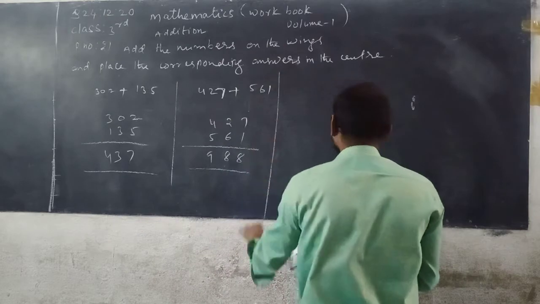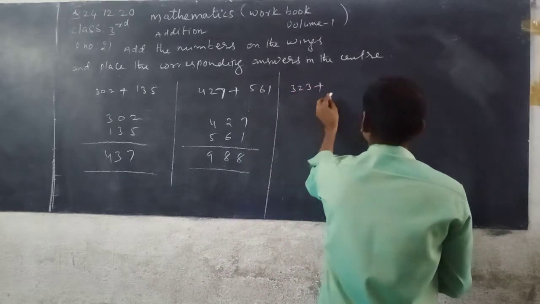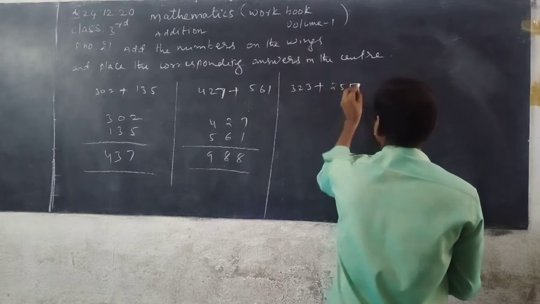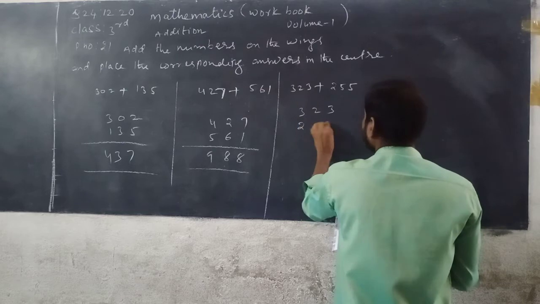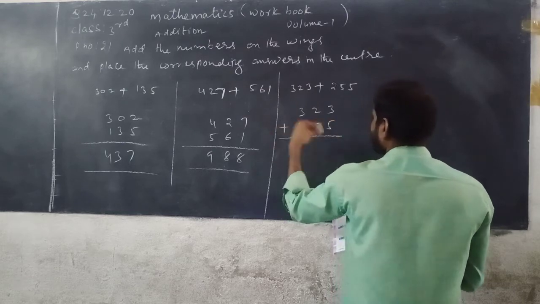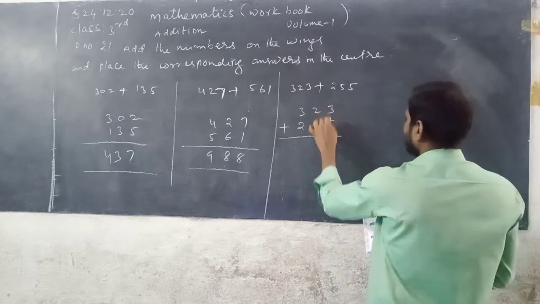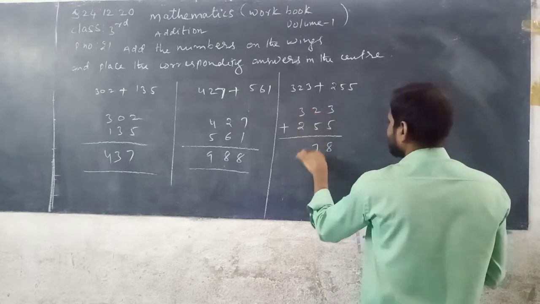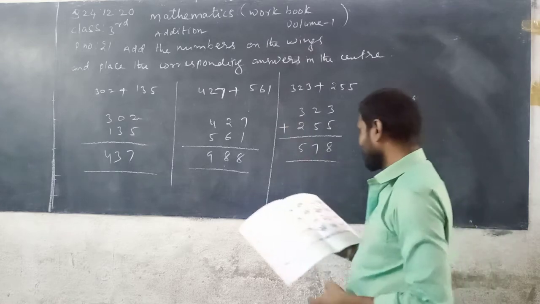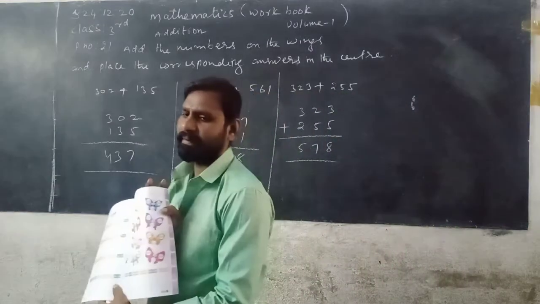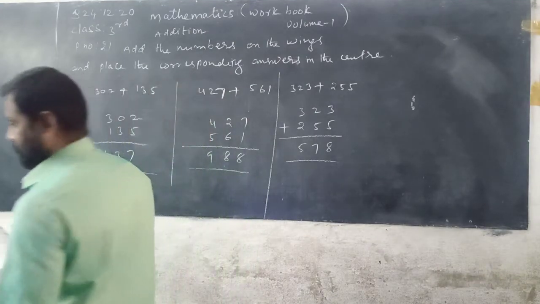Now next, 323 plus 255. First add the digits in ones place, next tens place, next hundreds place respectively. 3 plus 5 is 8, 2 plus 5 is 7, 3 plus 2 is 5. Write down 578 in the center of the butterfly. Okay, remaining problems you can do.